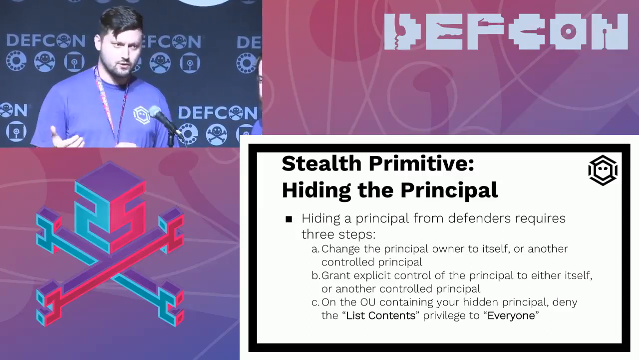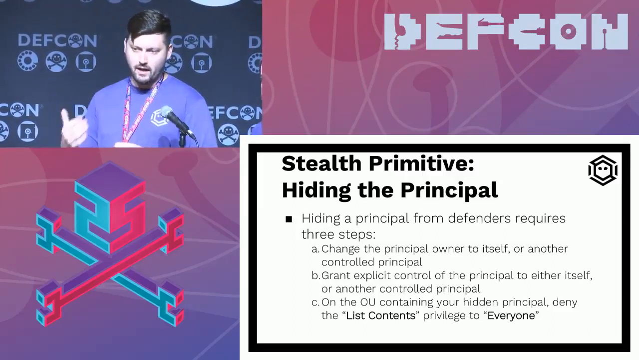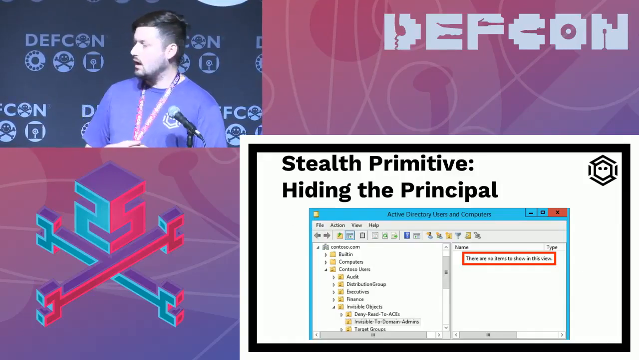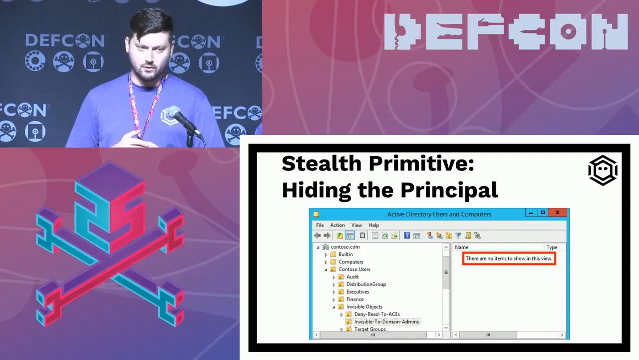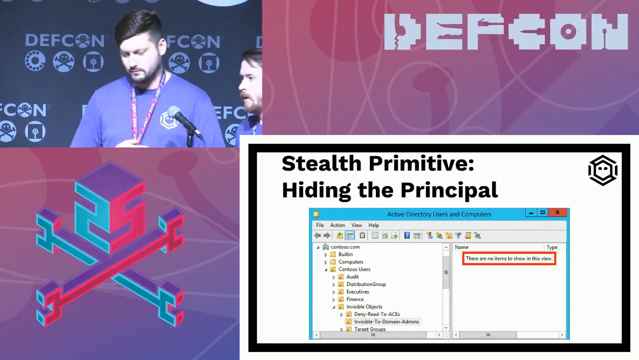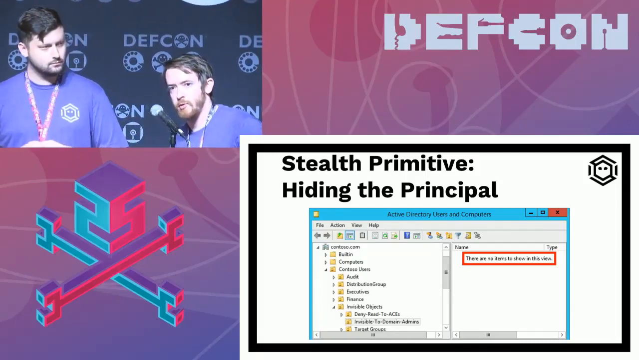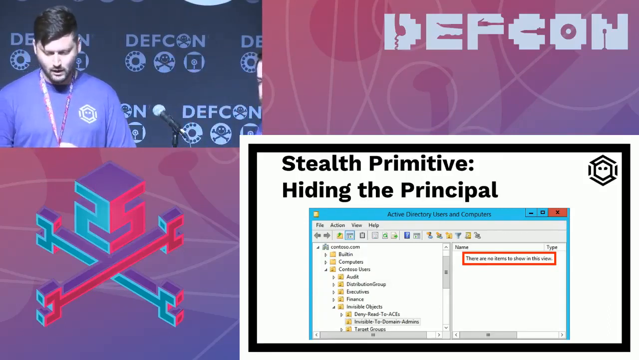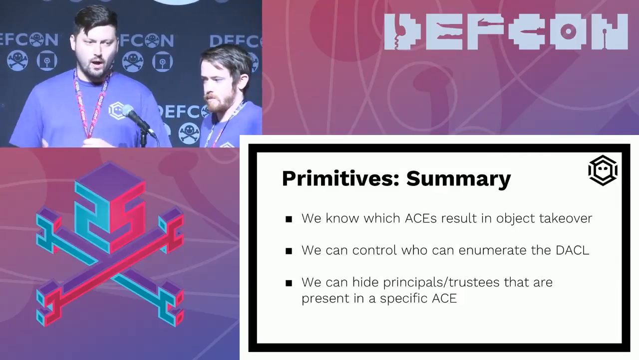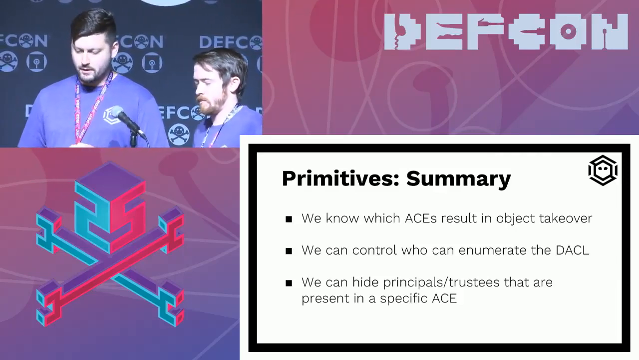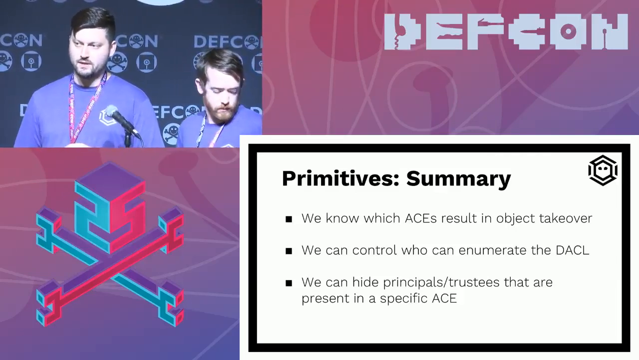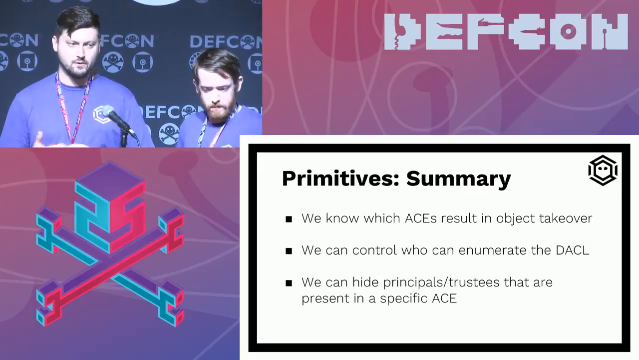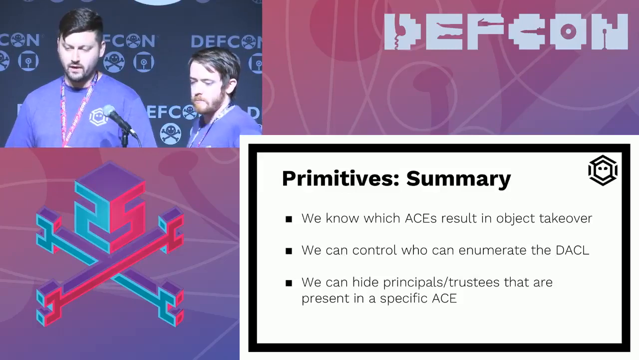Then when they try to look up that user in ADUC or by LDAP or with a net executable, they can't see it. Here's what that looks like in ADUC. I assure you there is a user in this OU. You cannot see it. And these stealth primitives we're going to factor into some of the case study demos at the end of the presentation. So to summarize, we know how we can abuse ACEs to take over other objects. We know that we can control who has the ability to audit the DACLs. And we know that we can hide the principals and trustees from easy identification.